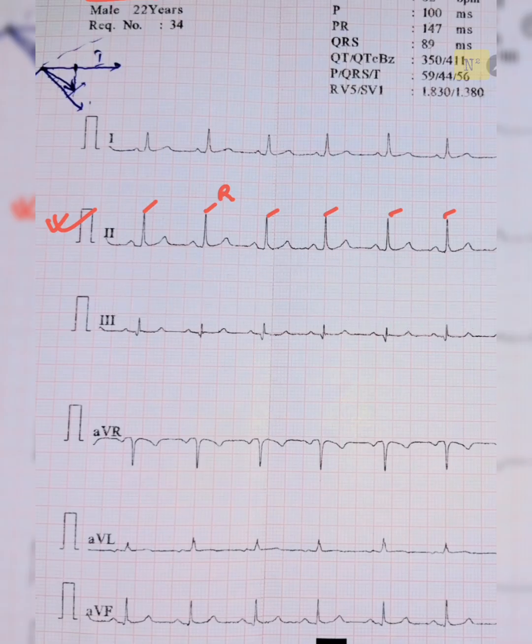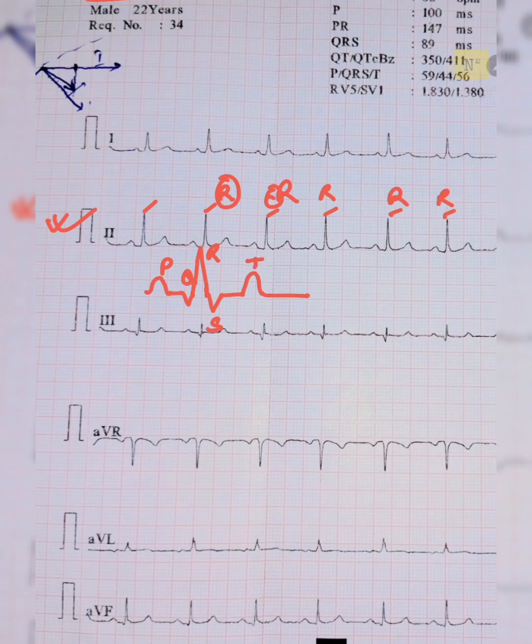Now this peak that you can see is called the R wave. These are all the R waves of the PQRS complex. Usually we get a P wave with a positive deflection, then a negative curve which is called the Q wave, then a positive wave which is called the R wave, then another negative wave which is called the S wave, then a straight isoelectric line, then a positive deflection, and then another isoelectric line, then again a positive wave called the T wave. Then again another cycle starts.